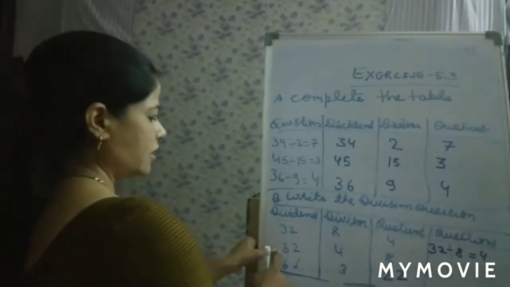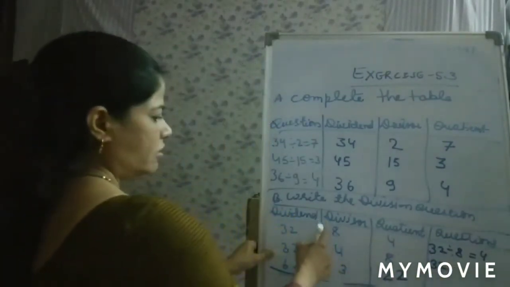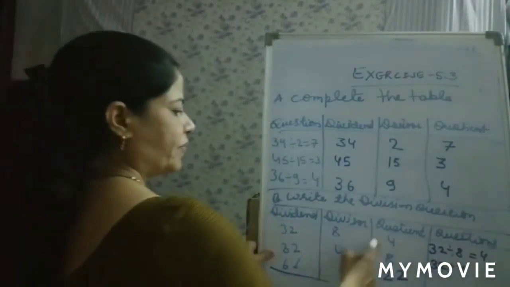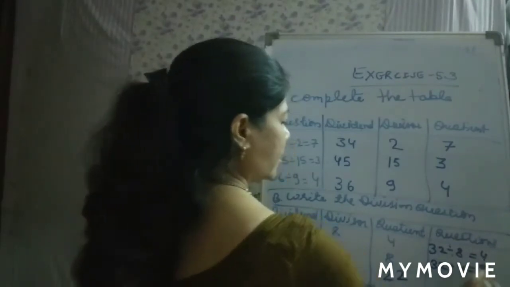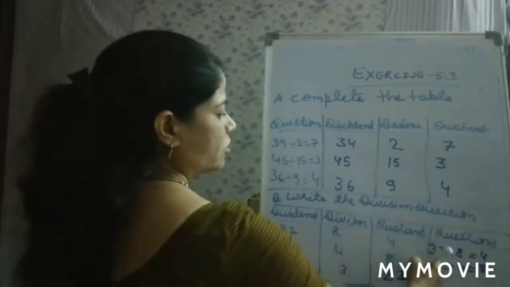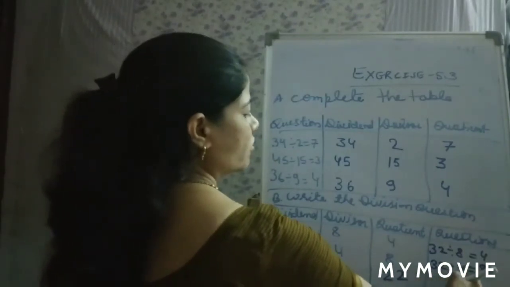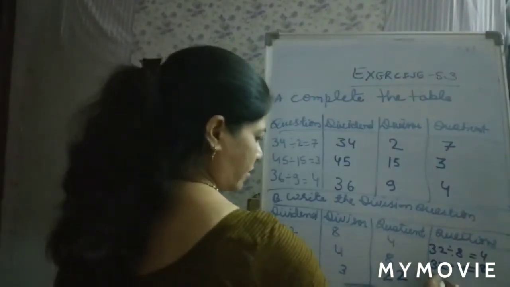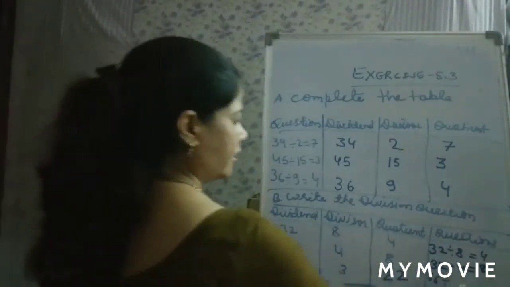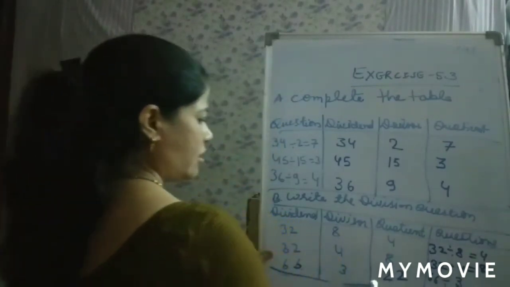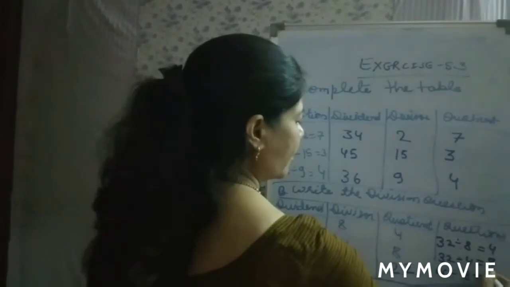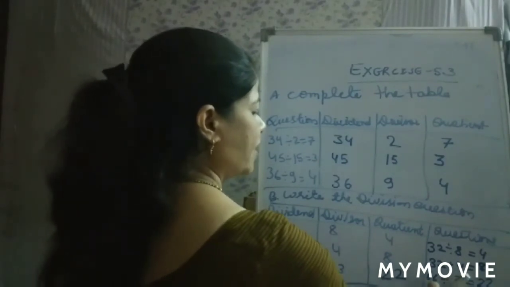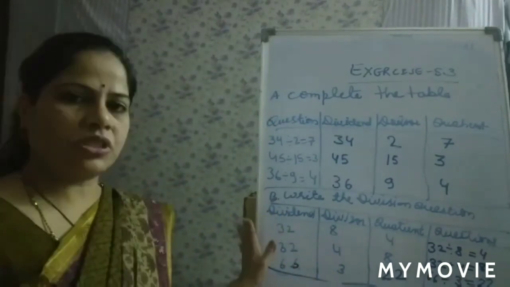Now next dividend is 32. So write 32. Divisor is 4. So write the sign of division and then write divisor, and quotient is 8. So equals 8. So here the question is 32 divided by 4 equals 8. Now next dividend is 66. Then divisor is 3. So you have to divide 66 by 3 and quotient is 22. Means the answer you are getting is 22 which is quotient. So the question is 66 divided by 3 equals 22. Okay, these are the questions in exercise 5.